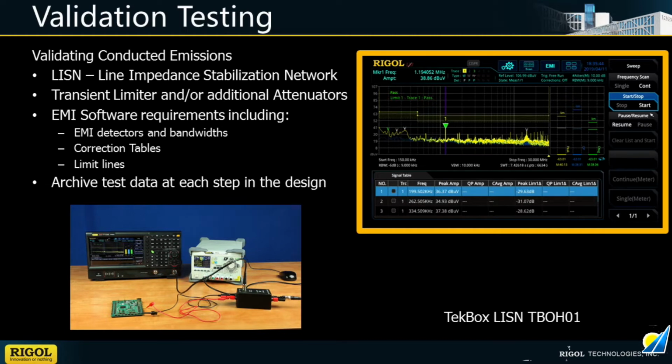We're also going to use some EMI software capabilities like the EMI detectors, bandwidths. We're going to start to use correction tables and limit lines on tests like this as well. This test, you're going to be able to archive the data to our system to make sure we can long-term continue to do proper validation testing on different versions. Let's go ahead and look at a video.